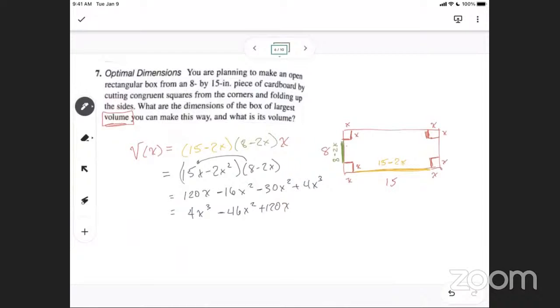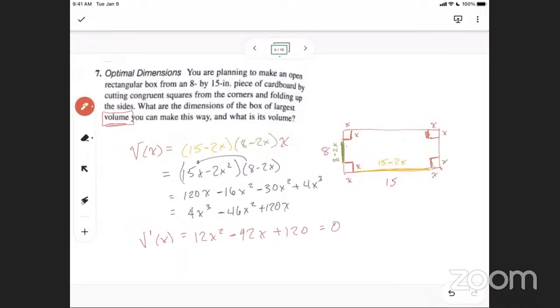And what am I trying to do? Trying to maximize that volume, right? So let's take the derivative of that. So power rule, 12x squared minus 92x plus 120. Did I do that right? Yeah. And now let's set this equal to 0.